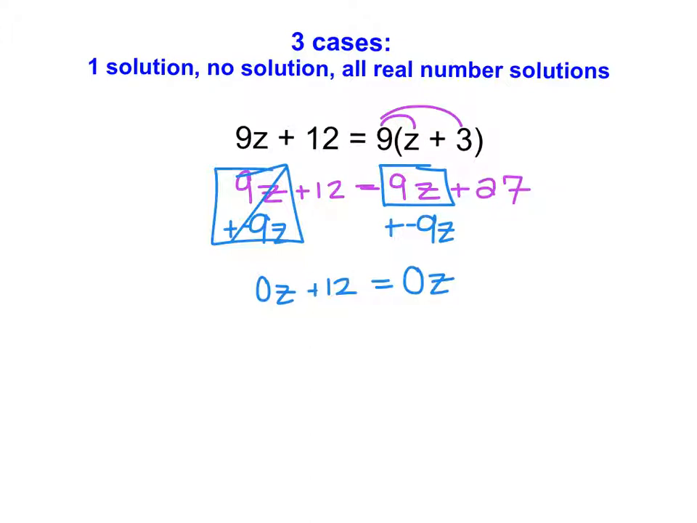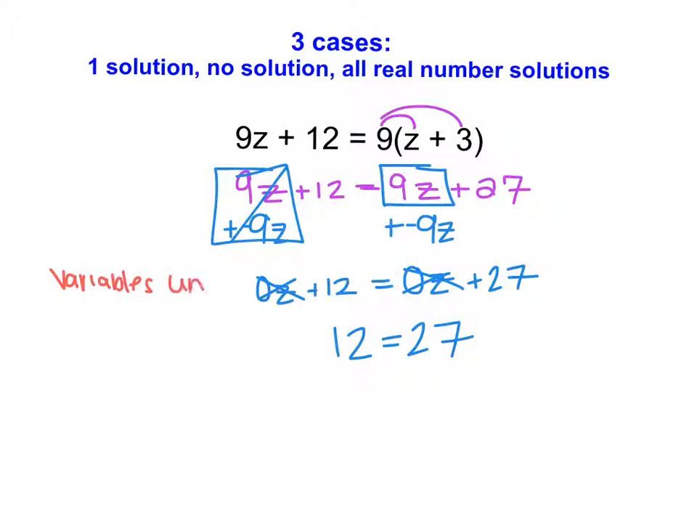0z again plus 27. And I know my math well enough to know that 0 times any number is just 0, so that's really nothing there. And what happens is I'm left with 12 equals 27. So as I started solving this linear equation, I eventually had all my variables undo each other. So there's no more variables left.